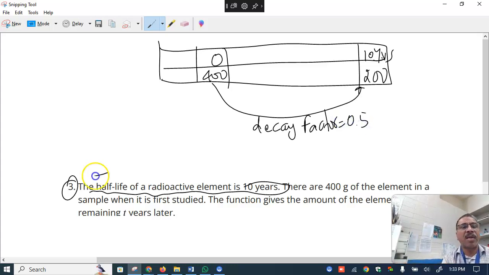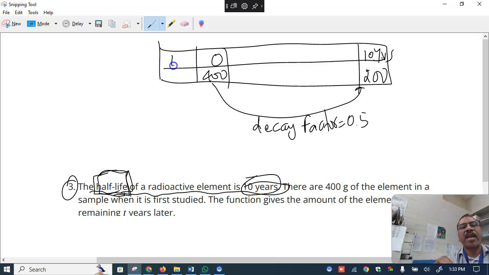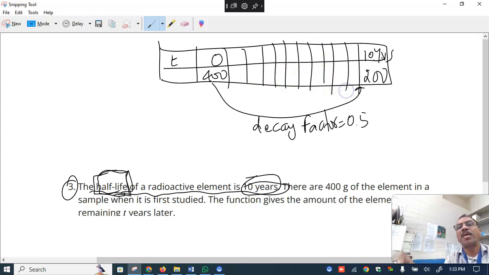Half, right? So half-life basically means the radioactive substance becomes half after a certain period of time, and they gave it as 10 years. T stands for how many years since the study began. In the sample there were 400 milligrams in a certain year, and then they went on studying and saw that in 10 years it becomes half. So this is the amount of radioactive substance in the sample studied.